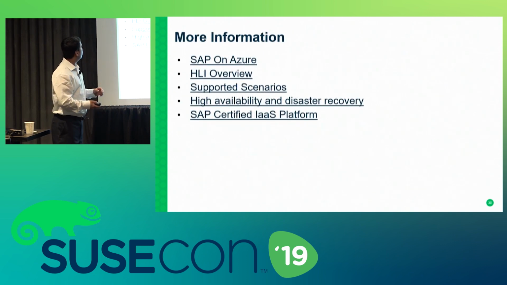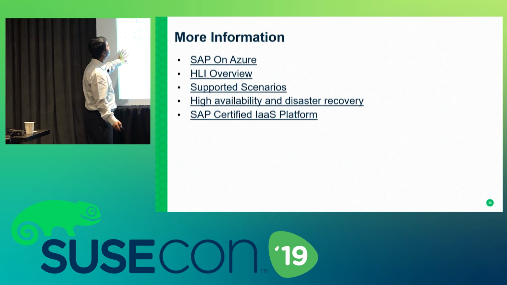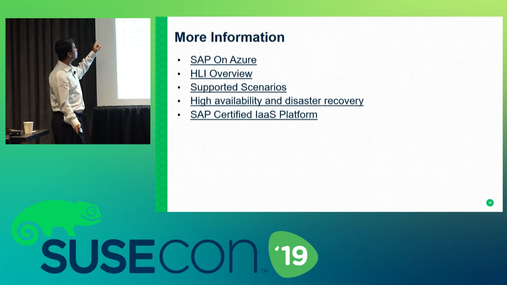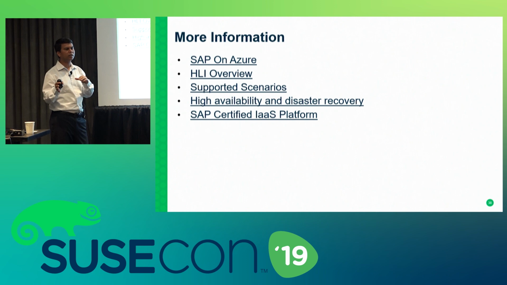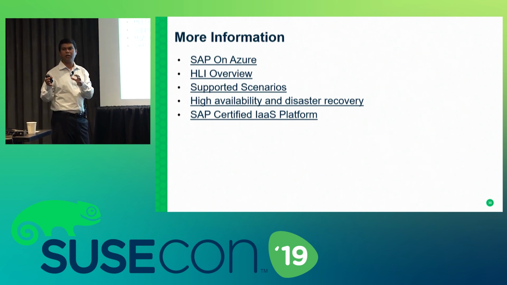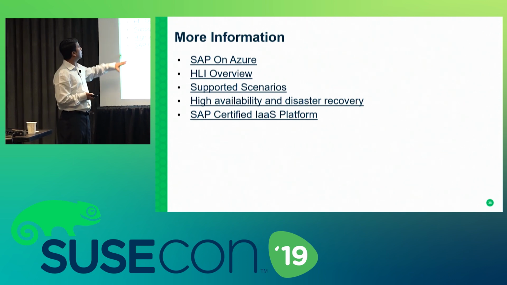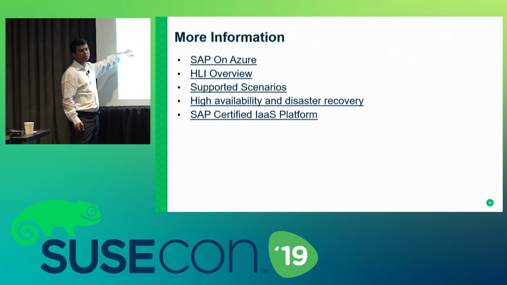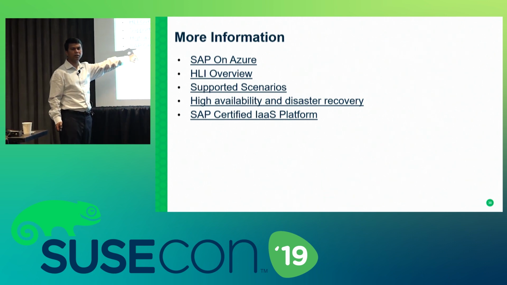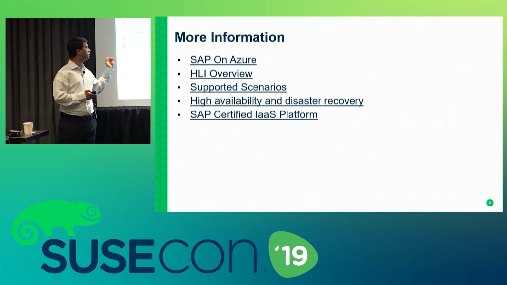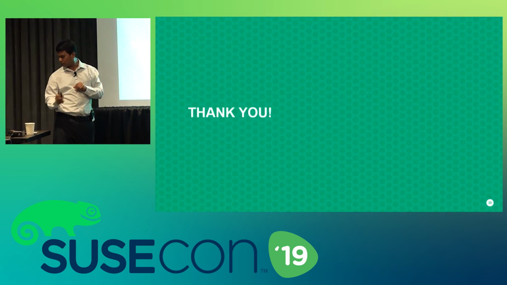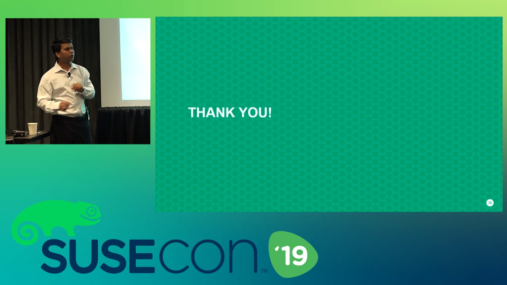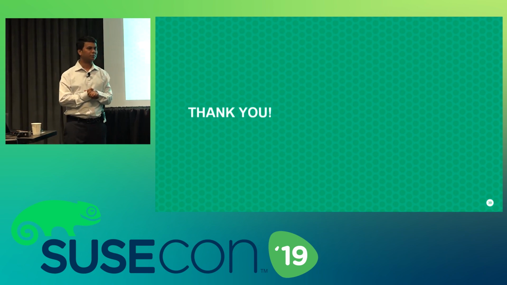So with that, we do have these documentation links. If you want to use SAP on Azure, both VMs and HANA large instances, you can go to SAP on Azure, which basically takes you to docs.microsoft.com. HANA large instances overview, supported scenarios, high availability, and if you want to see which SKUs are certified to run my HANA workload, then this is the link. So with that, that's what I had to share with you guys.